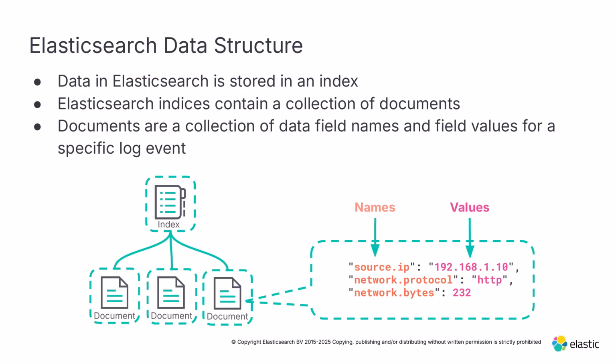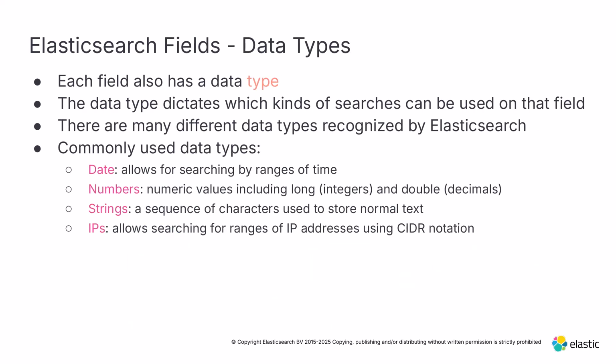And 192.168.1.10 is the value. The field name and the value are separated by a colon. These values can be mapped to different data types. Each field contains a data type, which dictates what kinds of searches and operations can be used on that field. When we get into Discover within Kibana, you'll notice an icon next to the field names. This denotes what type of data it is, and we will point that out in the demo during the next lesson.